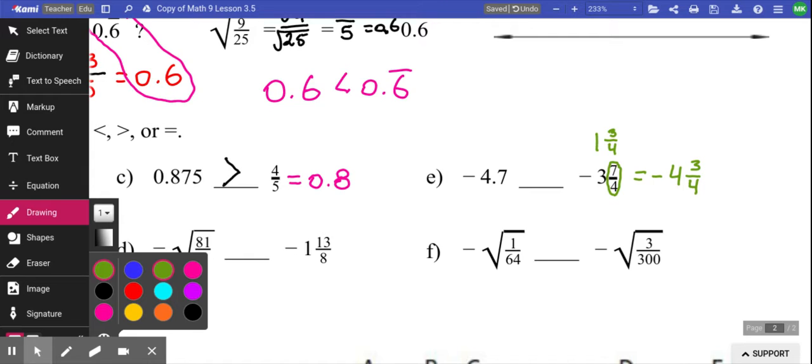Then you can convert that into a decimal. The big number means you have negative 4 point. The 3 over 4 is what comes after the decimal. 3/4 is 0.75. Because these are negatives, this one is actually bigger, the negative 4.7. That's one of the harder ones.